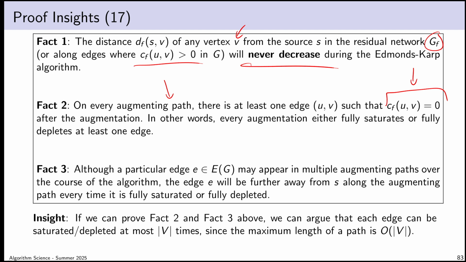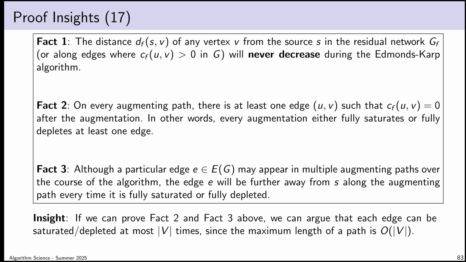And finally, fact 3 says that a particular edge might show up more than once in augmenting paths. However, every time it is fully saturated or fully depleted, it is further away from the source vertex along the path than it was the last time it was fully saturated or fully depleted.